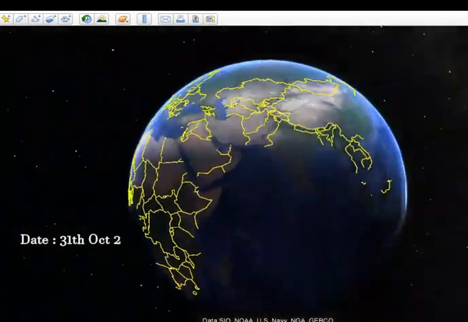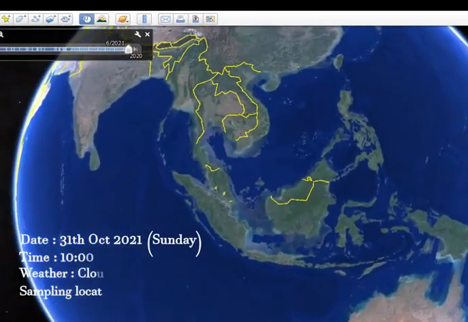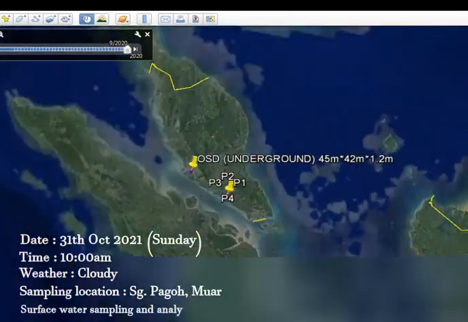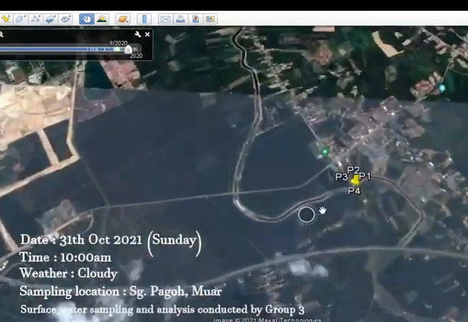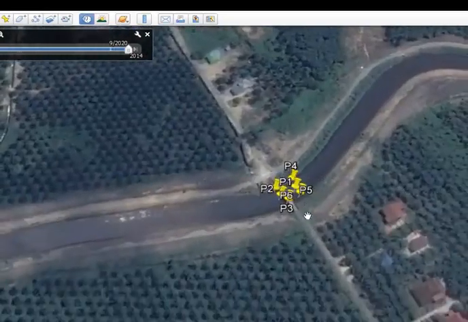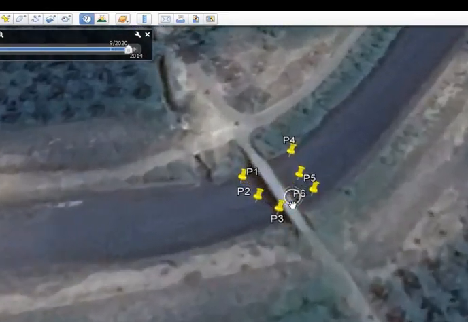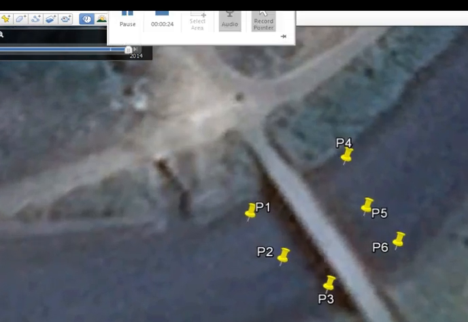On Sunday, 31st October 2021, surface water sampling and analysis was conducted by Group 3 at Sungai Pago, Muar. The function of this river is to store the surface runoff from the adjacent road and the water discharged from the surrounding, as well as control the water level to prevent flood. Along the river there are oil palm plantations, factories and houses.